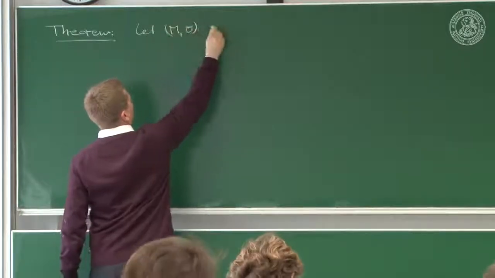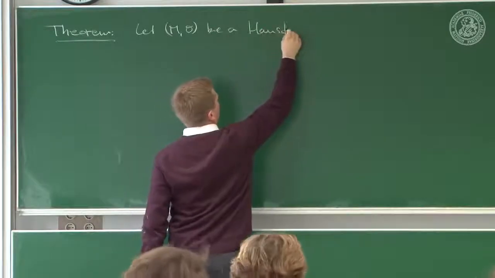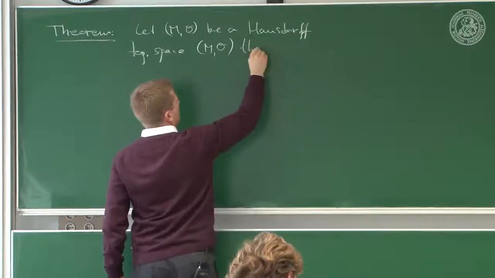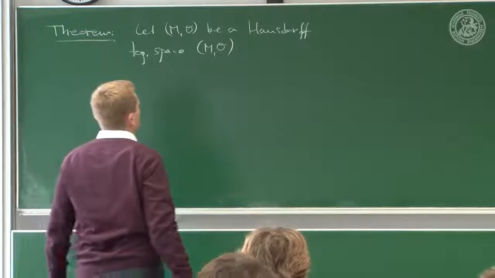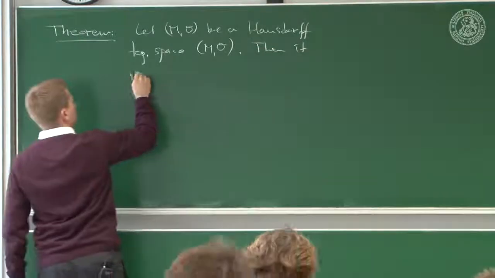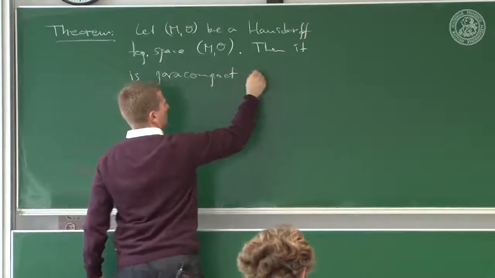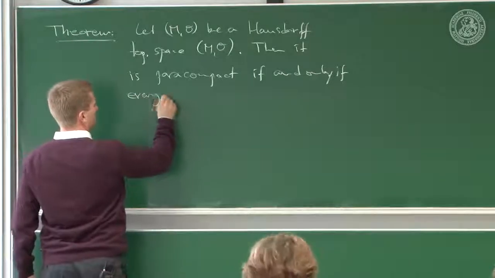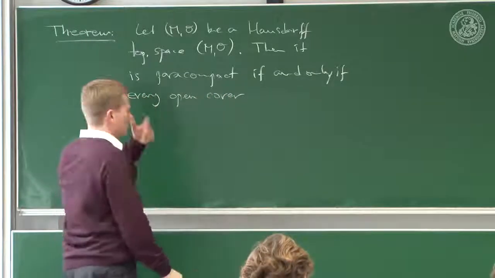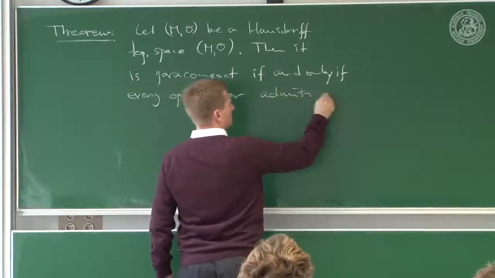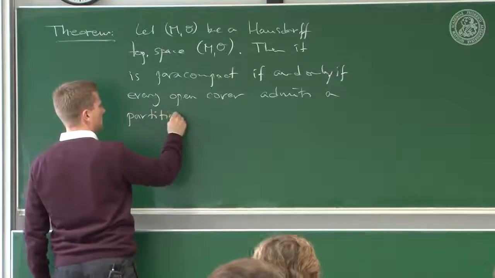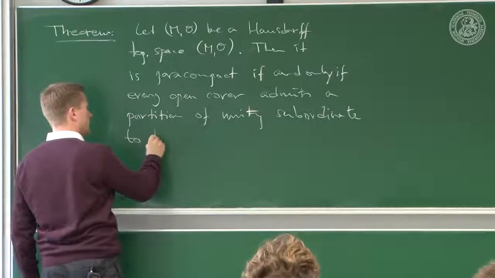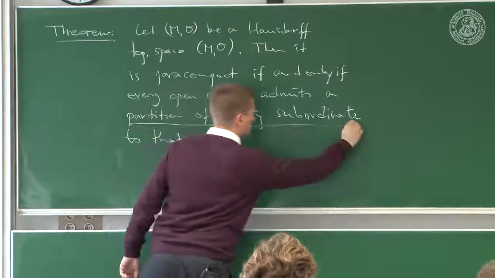So let M, O be a Hausdorff topological space, then it is paracompact if and only if every open cover of that space, of course, admits a so-called partition of unity subordinate to that cover. Partition of unity subordinate to that cover.